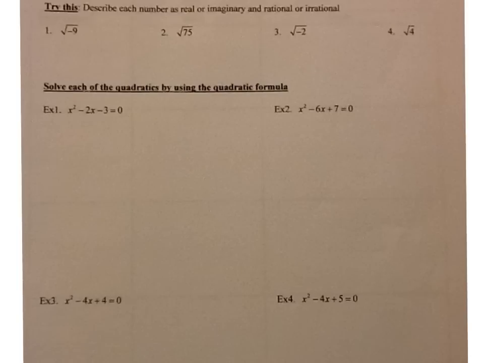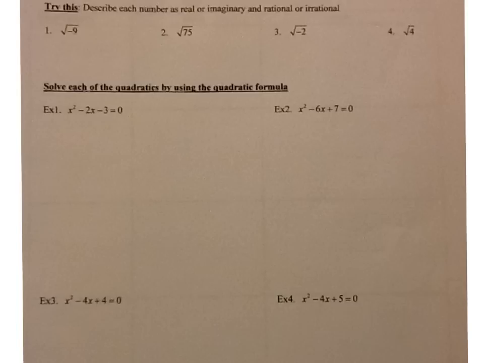Okay, so today we're going to talk about the discriminant. It says to describe each as either real or imaginary. Remember, imaginary, you have to have an i, a negative under the radical. And then, if you can, tell me if it's rational or irrational. So let's take a look at number one. Put me on pause, give it a try, and then come back.